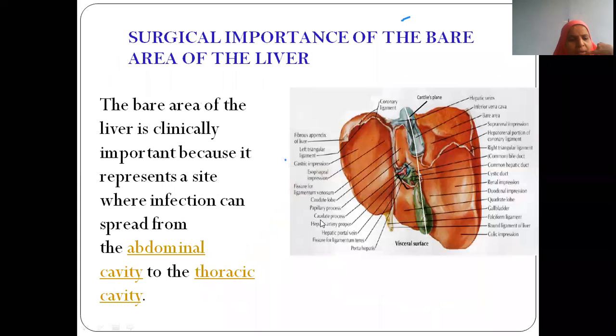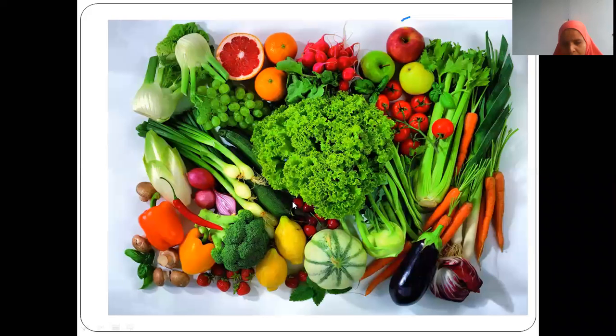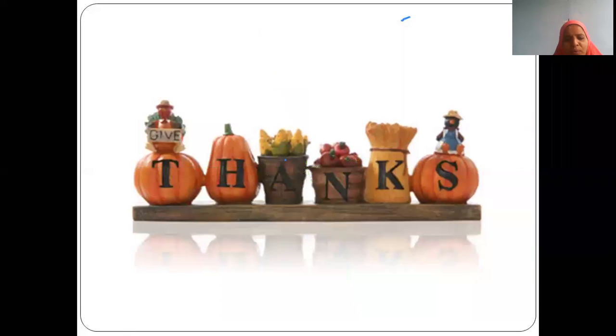So the bare area of the liver is clinically important because it is the place where infection can easily spread from the abdominal cavity to the thoracic cavity. Okay. So that's it, but I hope you understood.